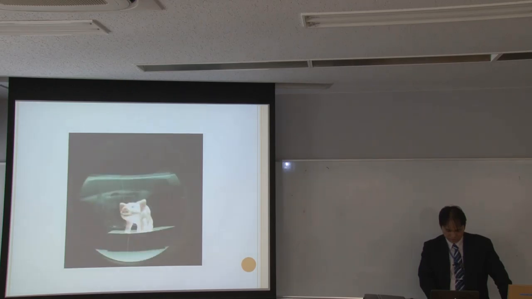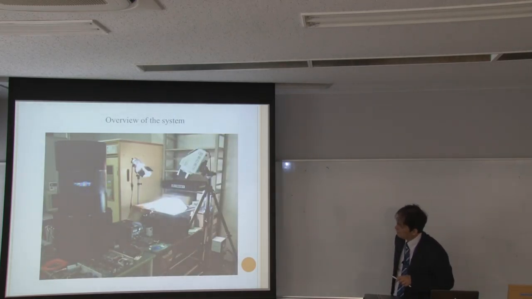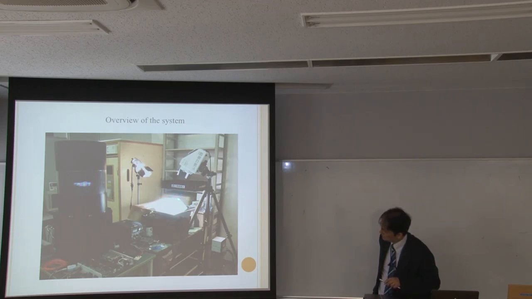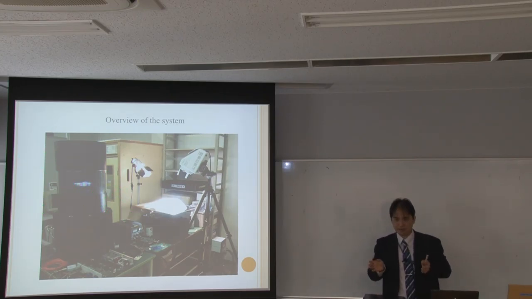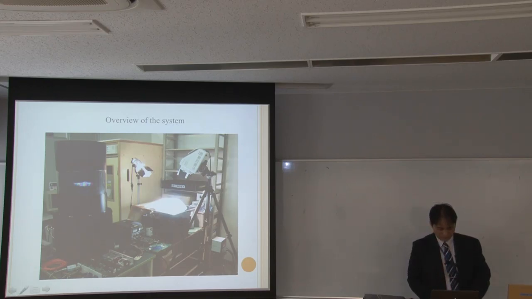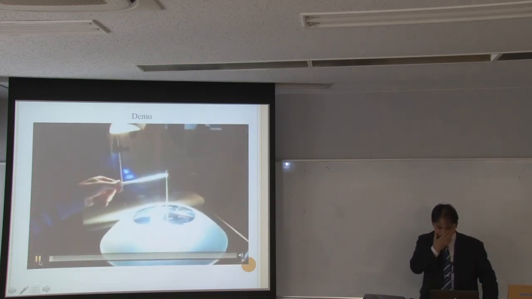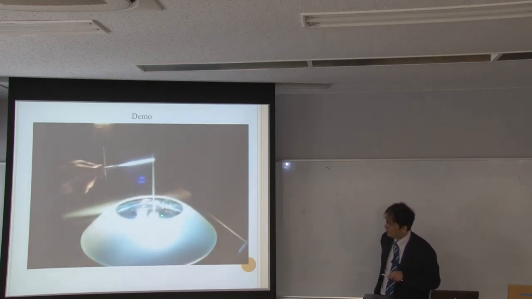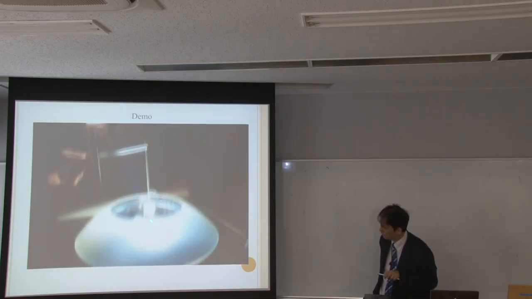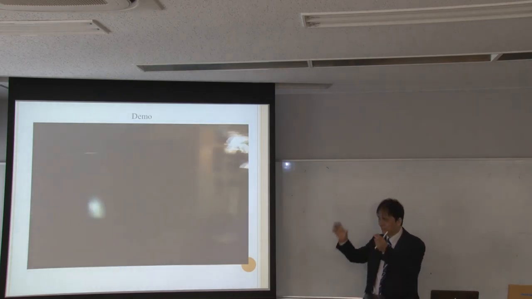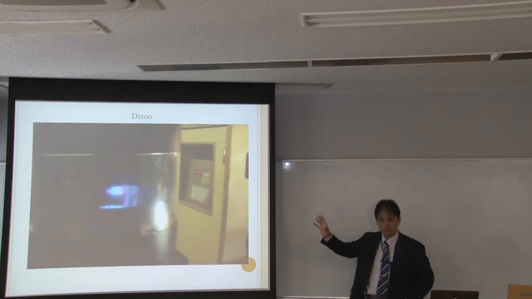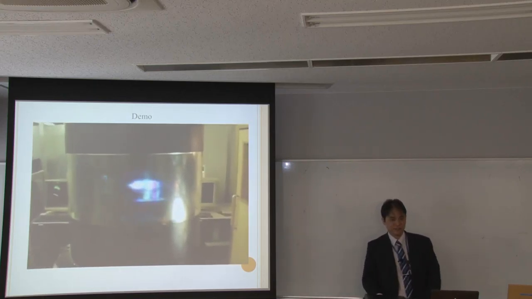Okay, so we use this kind of capturing system, light ray capturing system, 360 degree. And this new type of camera is connected to the cylinder, as I described before, the 360 degree display. So this is a demo video. Okay, a pig is here, a floating pig here. Okay, and this is captured and then displayed in real time on the 360-degree display.